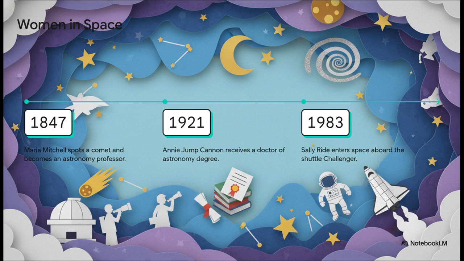It starts back in 1847, with Maria Mitchell spotting a comet and eventually becoming the first woman astronomy professor at Vassar College. Then we jump to 1921, when Annie Jump Cannon becomes the first woman to receive a doctorate of astronomy degree from Groningen University. And then all the way to 1983, when Sally Ride enters space aboard the Shuttle Challenger and operates the first robotic arm.